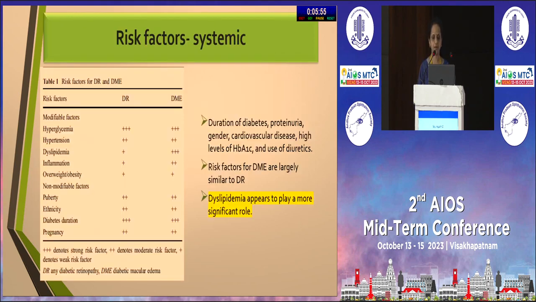blindness per year. Now, the risk factors for diabetic retinopathy and macular edema remain the same, but the role of inflammation is supposed to have more impact on the progression and occurrence of diabetic macular edema, and so also the role of dyslipidemia.